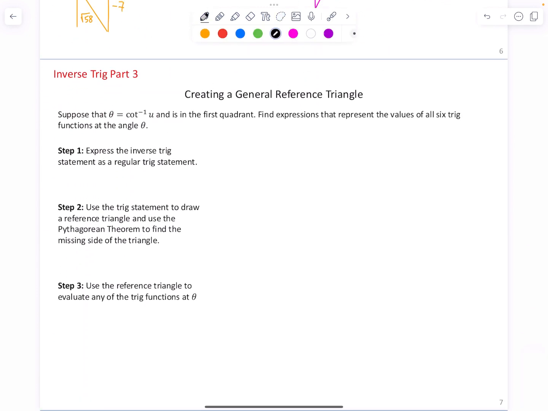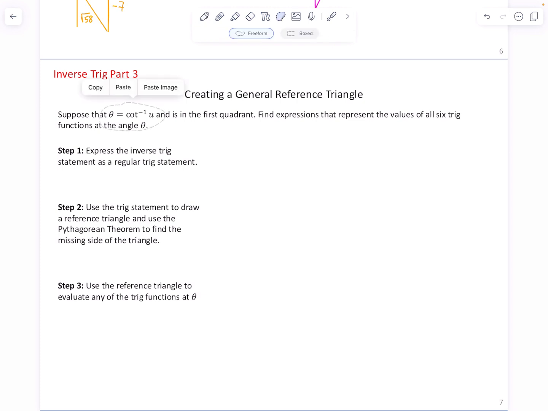Creating a general reference triangle. Suppose that theta equals arccotangent of u and is in the first quadrant. Find expressions that represent the values of all 6 trig functions at that angle. Well, I've broken this down into 3 steps to follow. Step 1, express the inverse trig statement as a regular trig statement.